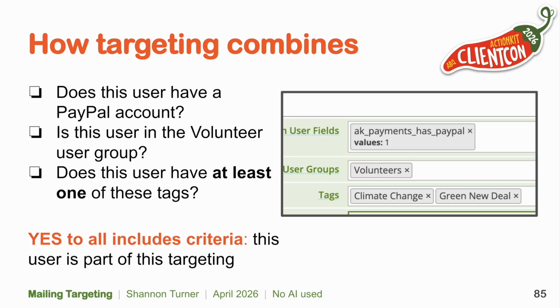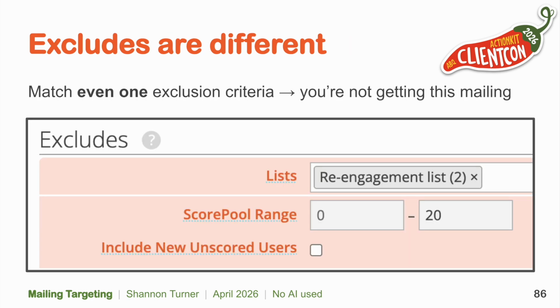Another way to think about it is imagine a checklist. And if a user matches all of your criteria, then they're included. So if you answer yes to all of the above, you are included in this targeting.